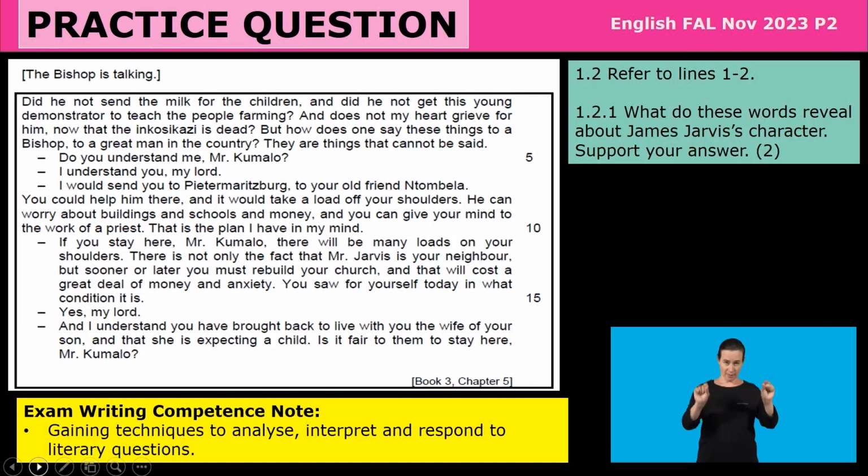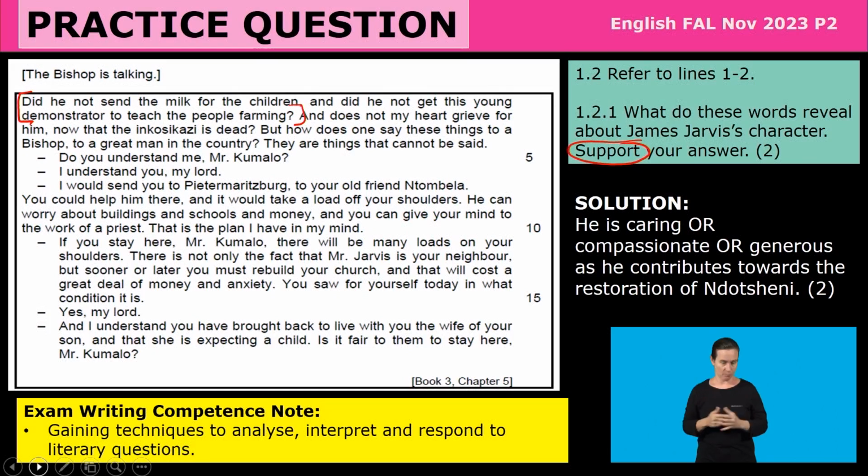1.2. Refer to lines 1 to 2. So remember, we've got lines 1 to 2. Let's just locate ourselves in the text. This is where we're going to be going, all right? What do these words reveal about James Jarvis' character? And you have to support your answer. Now remember, when they ask you to support your answer, they want a reason, they want a motivation. So let's see how it is addressed in the text. He is caring, or compassionate, or generous, as he contributes to the restoration of Ndotsheni.